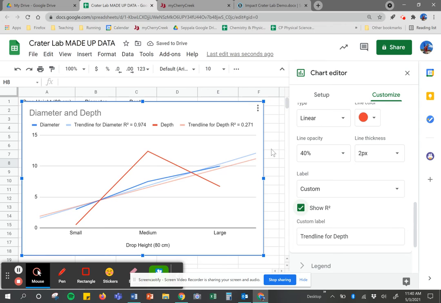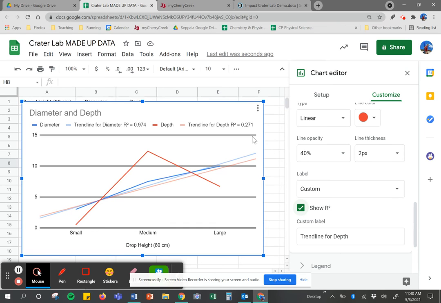And that's pretty much the opposite. The lowest you can get is 0. What that tells me is that the mass of the marble does not play a big role in the depth. It's very unrelated. It's very uncorrelated. The mass plays a big role in the diameter. It plays a small role in the depth.